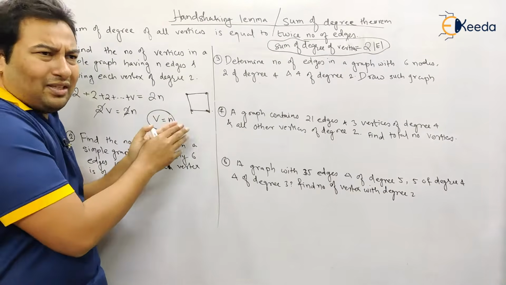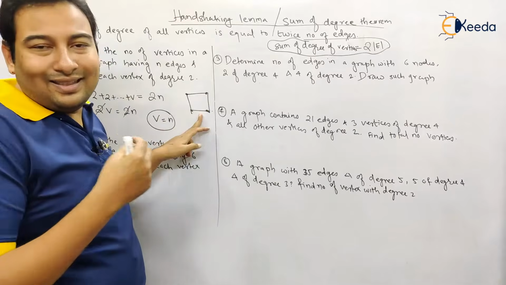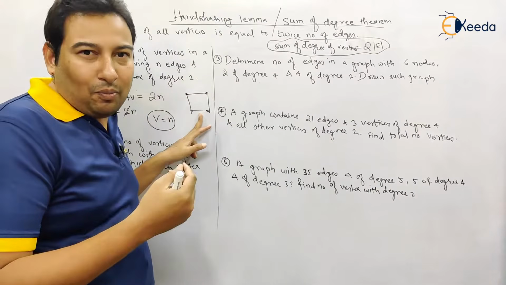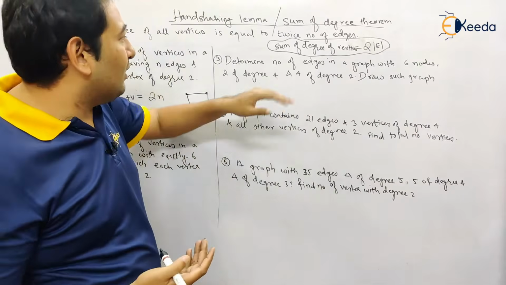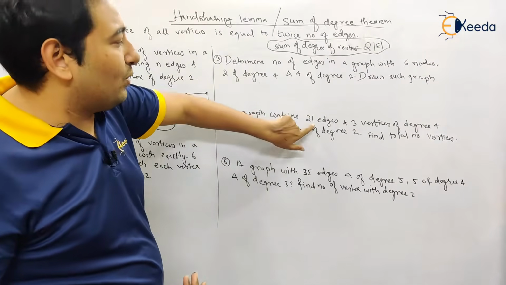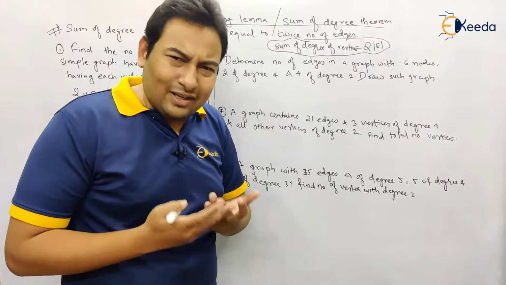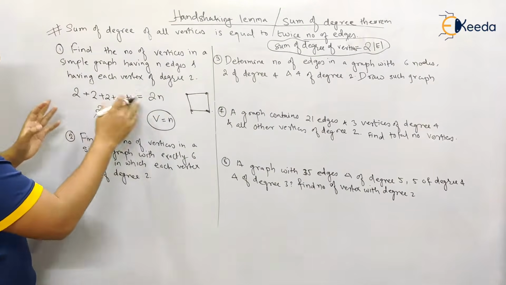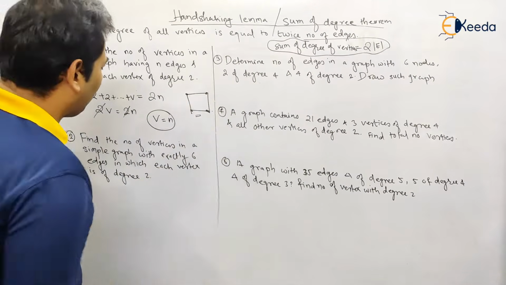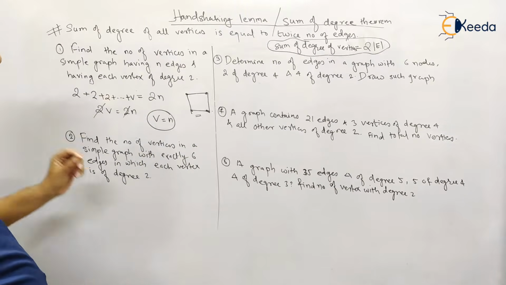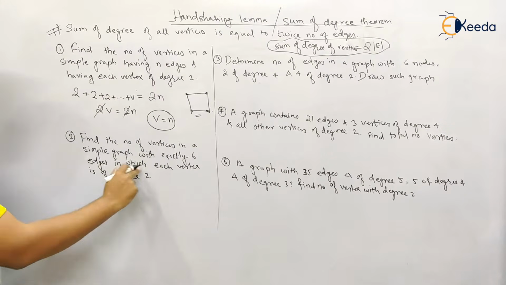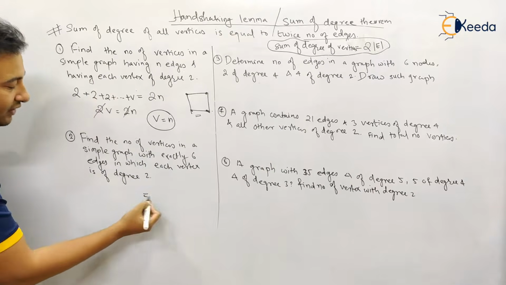Let us start. Obviously we cannot draw a graph in each and every problem because there may be a large number of vertices and edges. See here, 21 edges. So obviously we cannot draw. So we should know the formula. Here the problem is simple, therefore I have discussed this with the help of an example. Let us move on. Find the number of vertices in a simple graph with exactly 6 edges, in which each vertex is of degree 2.